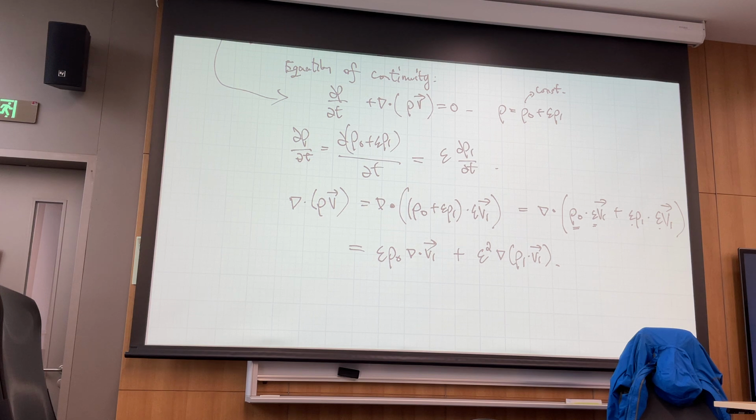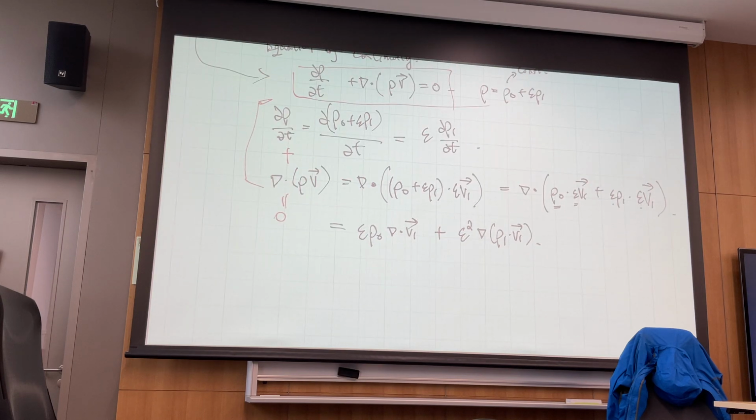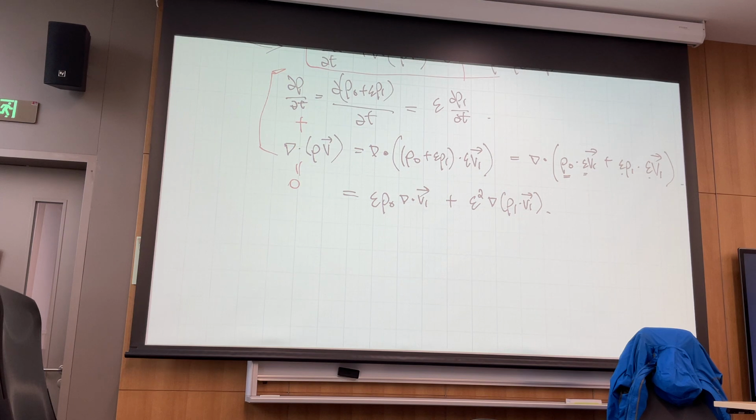This is the first term, and this is the second term. It tells me, the whole equation of continuity tells me, that the first term plus the second term equals 0. So what we are going to do in the next step is called the magnitude analysis.